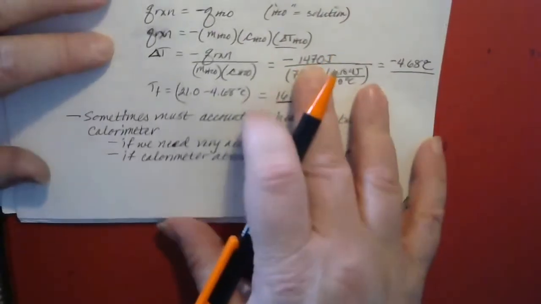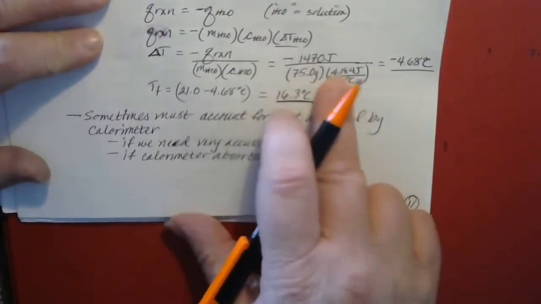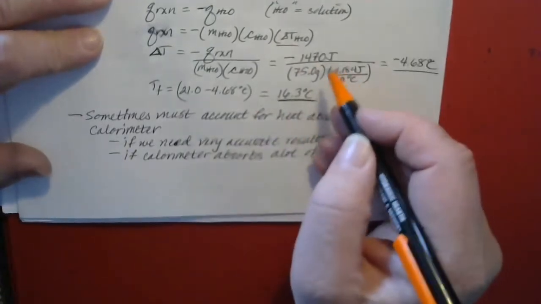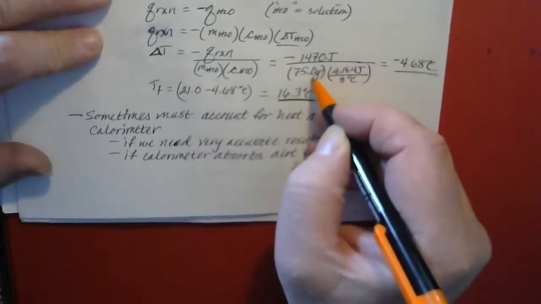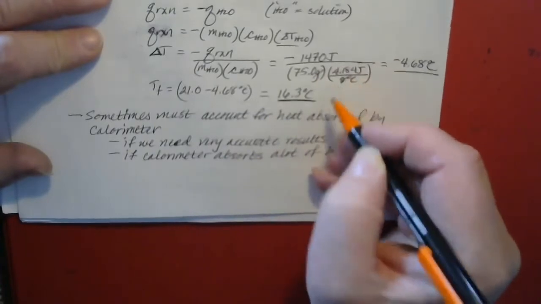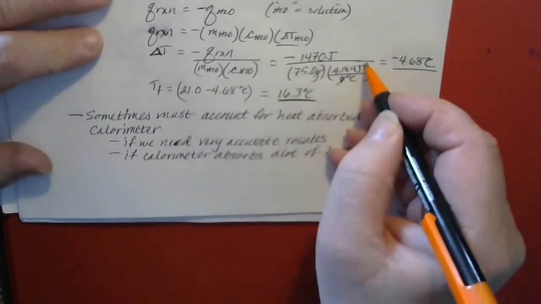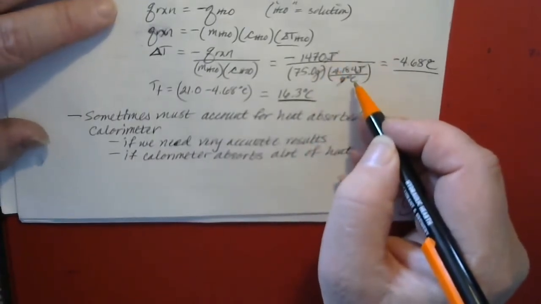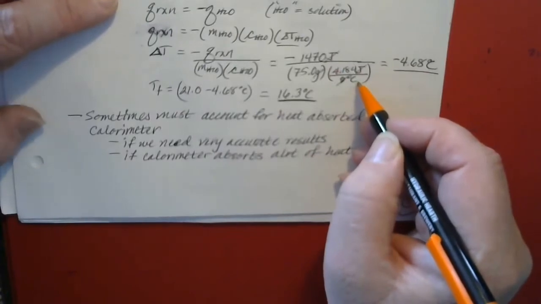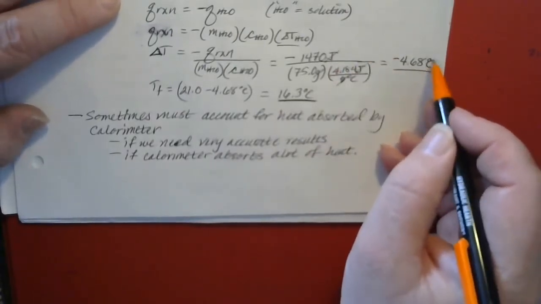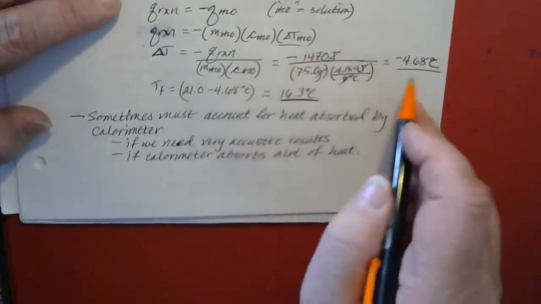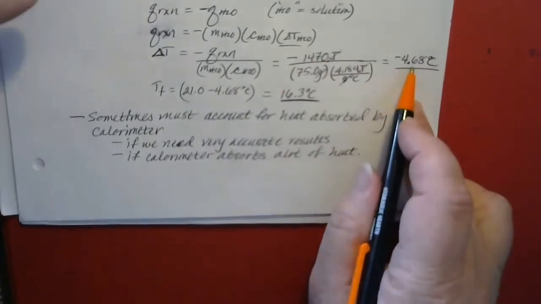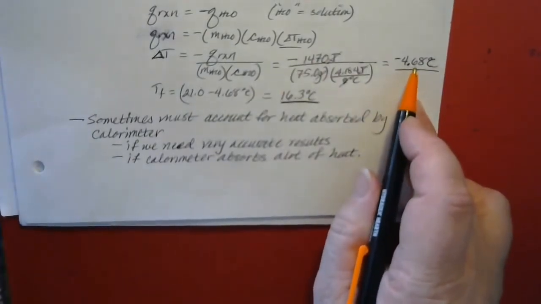So it's minus 1,470 joules over 75 grams times 4.184 joules per gram degree Celsius. Notice how the units cancel out. Grams on the top cancels with grams on the bottom of the bottom, and joules cancels with joules, leaving you with degrees Celsius on the bottom of the fraction, which is the same as being on top. So that's where we get degrees Celsius as the unit from. And the number comes out to negative 4.68. So in other words, that's the change in temperature. The temperature goes down by 4.68 degrees Celsius.